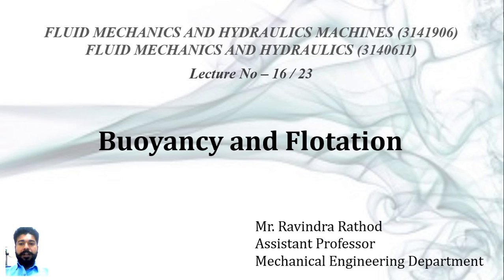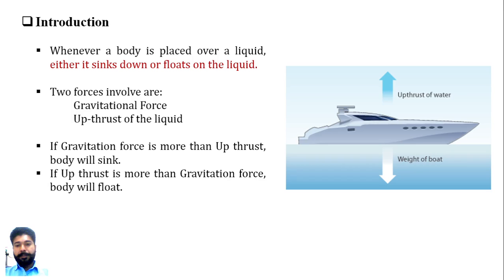In a previous session we had completed our plane surfaces which are submerged in a liquid. In that case we saw the horizontal surface fully submerged in a liquid. After that we saw the vertical surface submerged in a liquid, and then the inclined surface, which is again submerged in a liquid. Continuing in this chapter, the new topic is buoyancy and flotation. So let's see what buoyancy and flotation is.